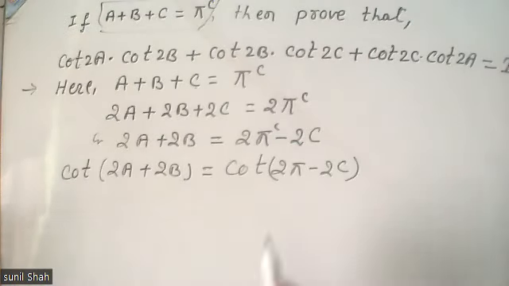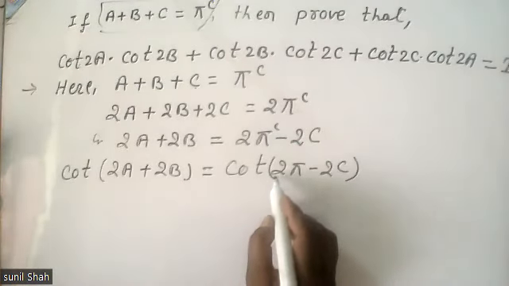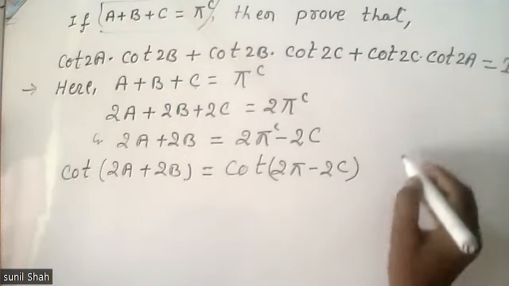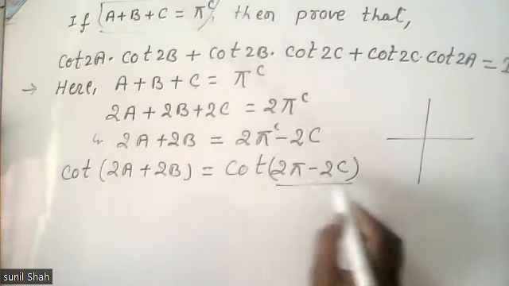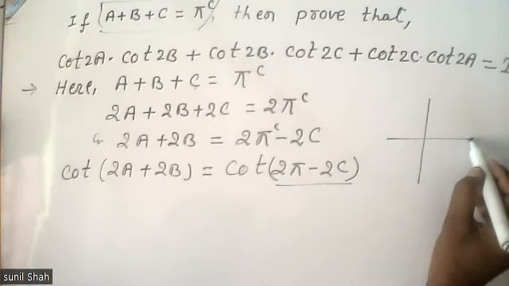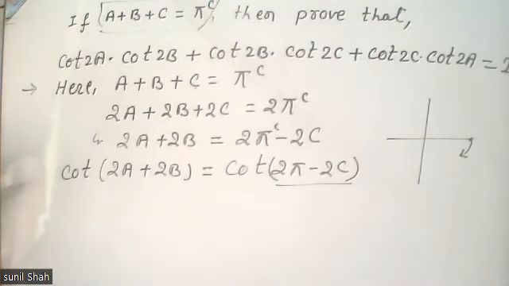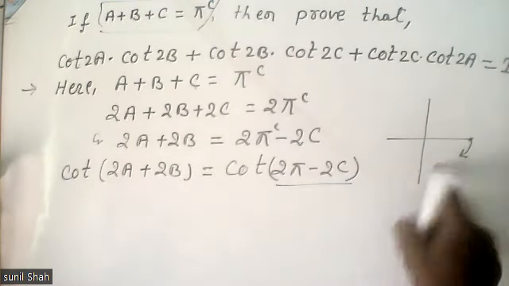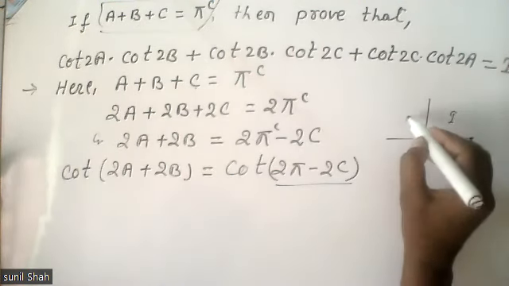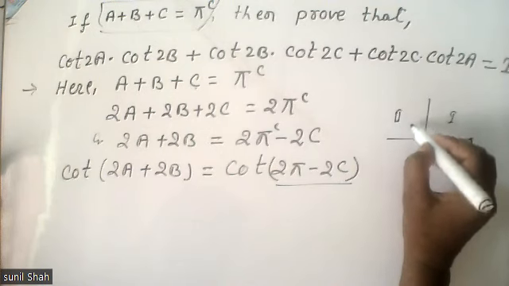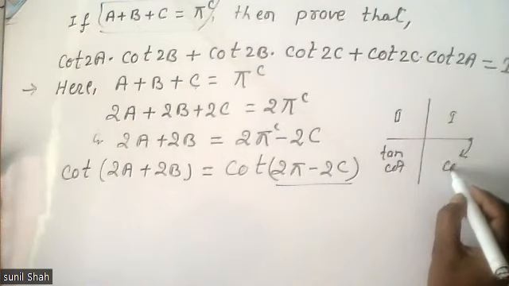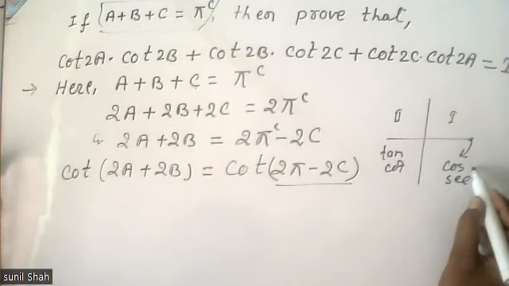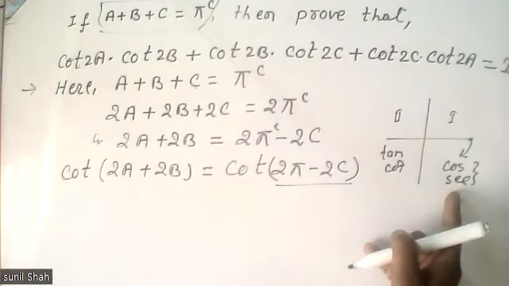Now use the CAST formula for this cot of 2 pi minus 2C. Cot 360 minus theta. Where does this lie? This 2 pi is here, 2 pi minus this. So this lies in the fourth quadrant. This first is for all. This second is for sine and cosec. This is for tan and cot. And this is for cos and sec. Here only cos and sec are positive, others are negative.